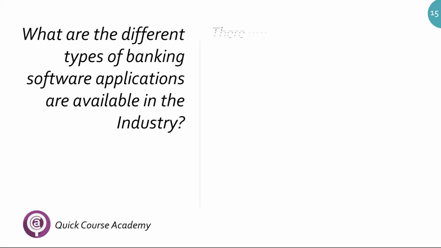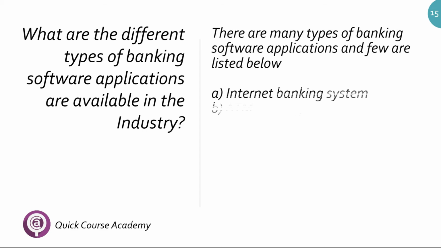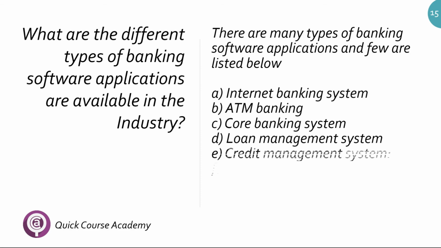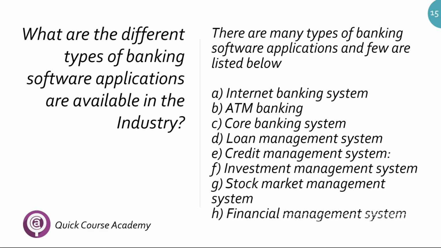What are the different types of banking software applications available in the industry? There are many types of banking software applications and a few are listed below: internet banking system, ATM banking, core banking system, loan management system, credit management system, investment management system, stock market management system, financial management system.